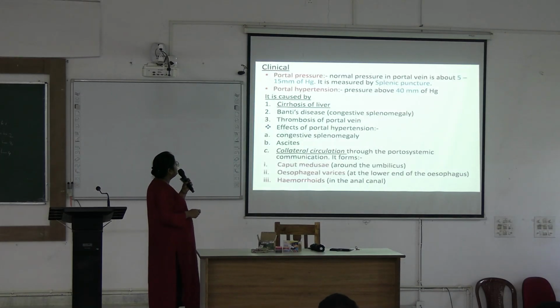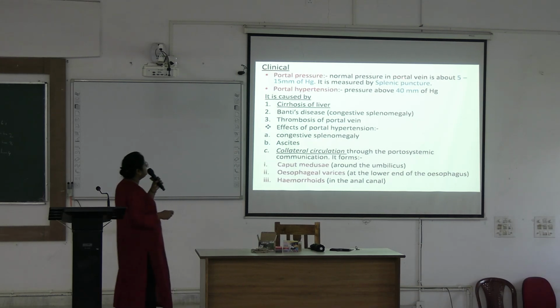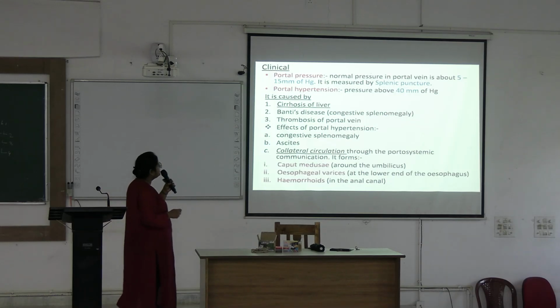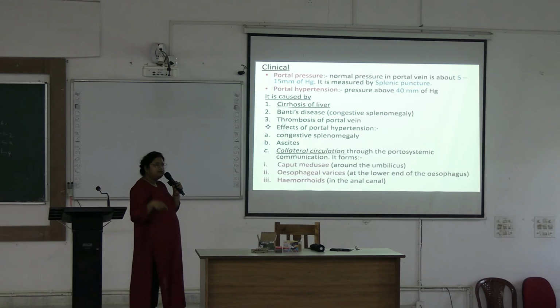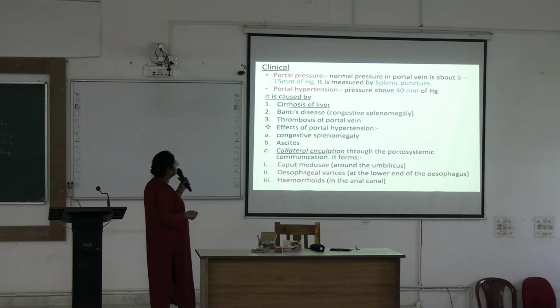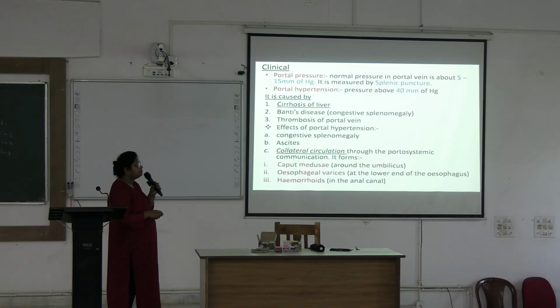So, what is the pressure in portal hypertension? That is asked in your Viva and MCQ. Okay. So, normal pressure in the portal vein is about 5 to 15 mm of Hg, and it is measured by splenic puncture. Okay. In portal hypertension, portal pressure rises above 40 mm of Hg. Okay. And what are the causes of portal hypertension? Cirrhosis of liver. Cirrhosis of liver can occur in Banti's disease, congestive splenomegaly, thrombosis of the portal vein like this.